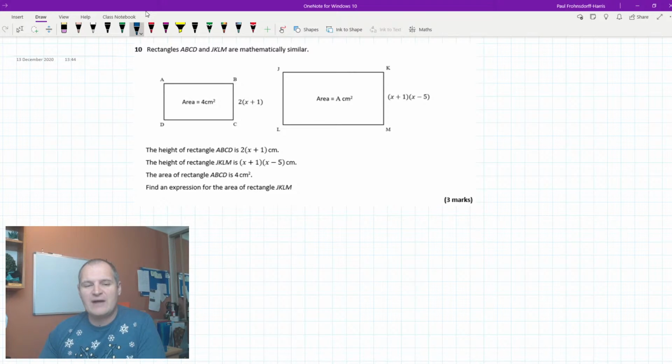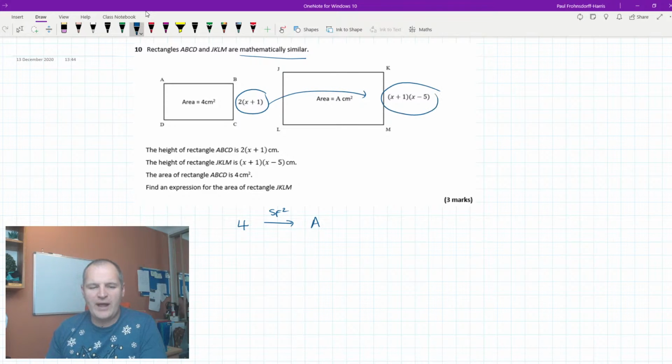So, whenever we're doing mathematically similar, we know that something has been timesed to make something else. So 4 has been timesed by the scale factor squared to make A. We know that. But the length has been timesed by something to get to here. And this is where we have to think back to our algebra. 2x plus 1 has gone to x plus 1, x minus 5. So what do we times this by to get this?